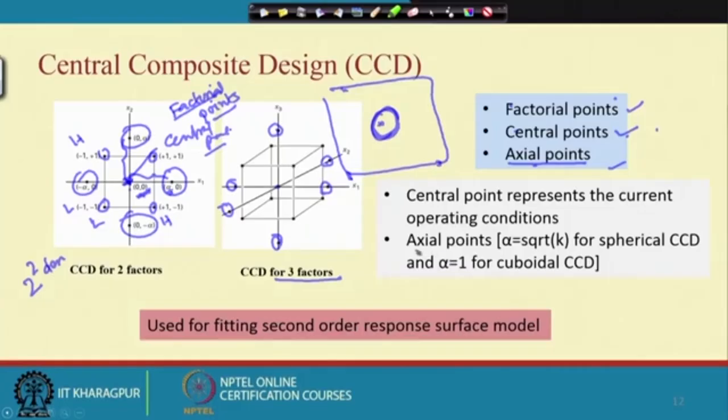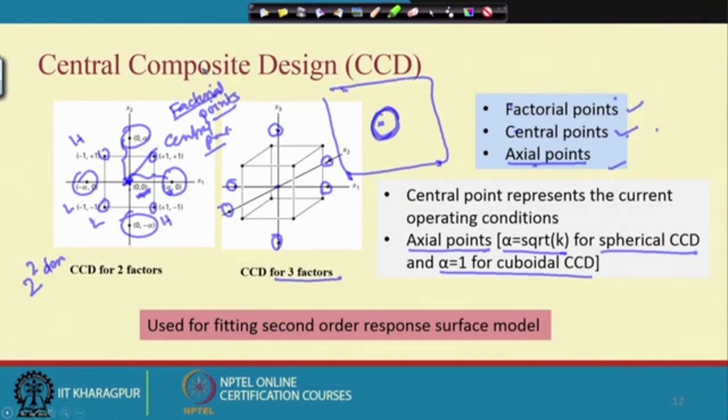Okay. Now, how do you choose the axial point? That alpha value may be square root of k, where k is the number of factors. It is known as spherical central composite design, or alpha may be 1 for cubical central composite design. Okay. There are some other designs also. From an optimality point of view, there may be some more issues when you go for central composite design in detail; at that time you will know.